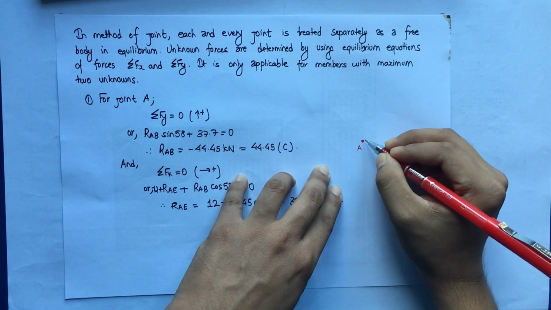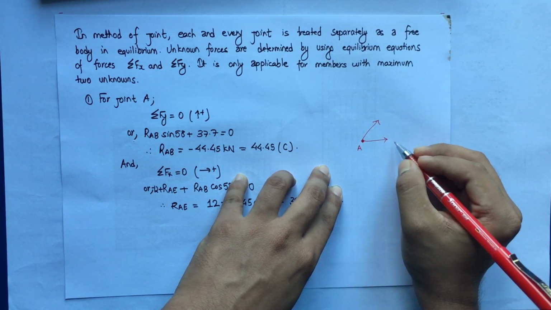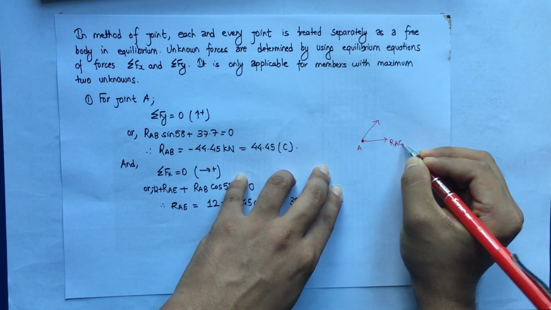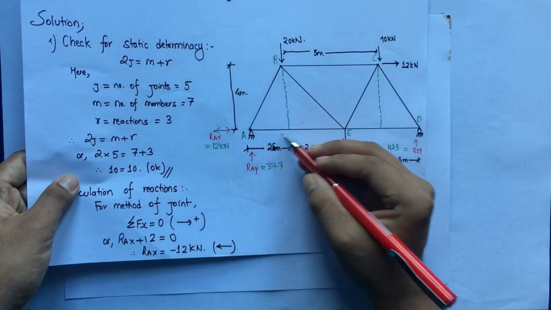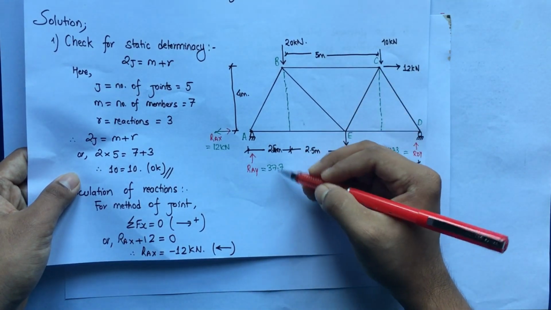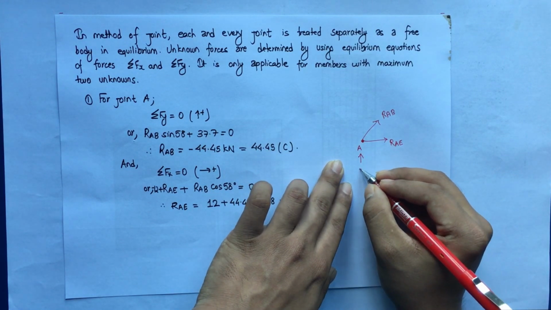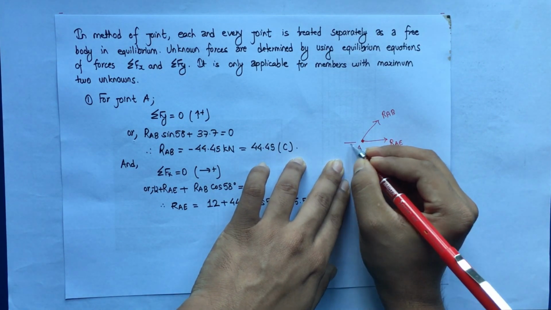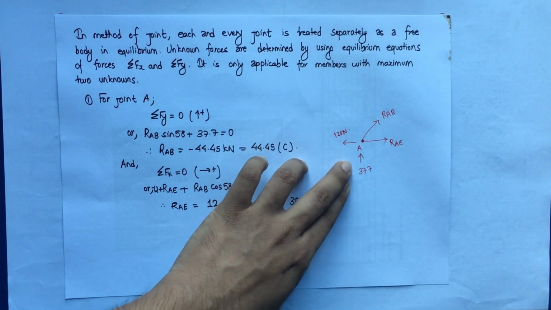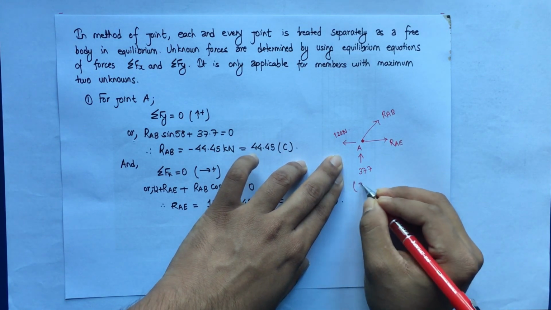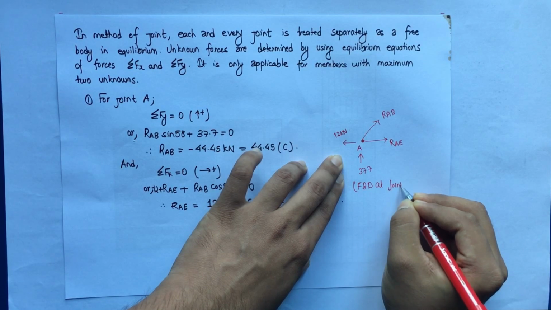So considering this as joint A, and we have 2 members in this direction, so the member forces will be RAE in this direction and RAB in this direction. There is also a force acting at joint A, that is the reaction 37.7, and similarly in this direction 12 kilonewton. So this is the free body diagram at joint A.